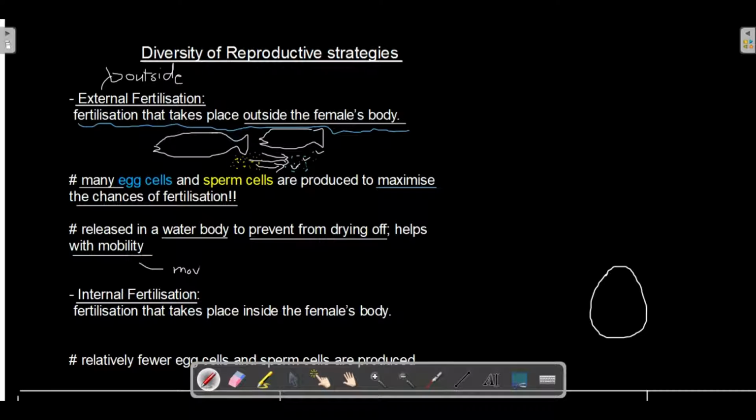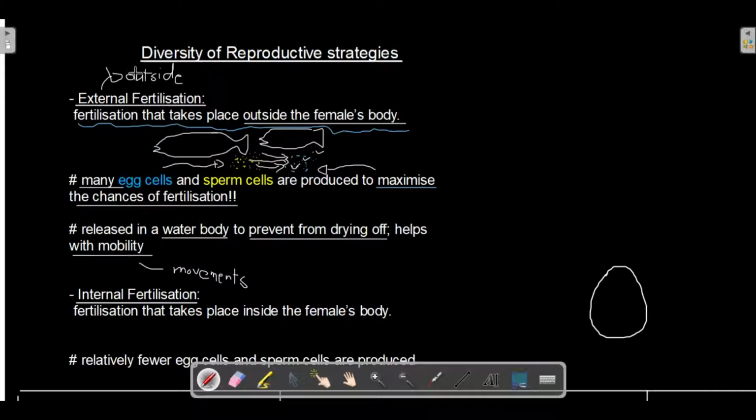Remember, sperm cells and egg cells have to be able to move in order to fuse together, right? So the water currents and so on help with this. These help increase the chances of fertilization, the movement.